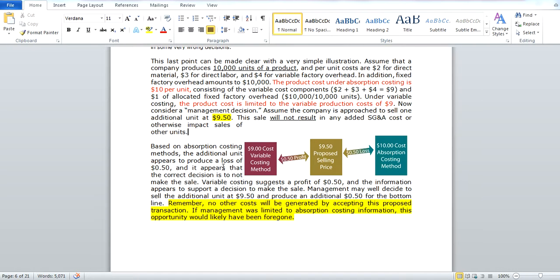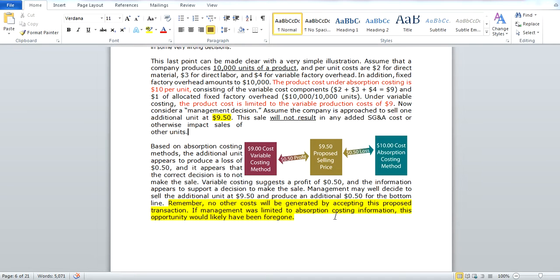Based on absorption costing methods, the additional unit appears to produce a loss of 50 cents, and it appears that the correct decision is to not make the sale. Variable costing suggests a profit of 50 cents, and the information appears to support a decision to make the sale. Management may well decide to sell the additional unit at $9.50 and produce the extra 50 cents for the bottom line. Remember, no other costs will be generated by accepting this proposed transaction.